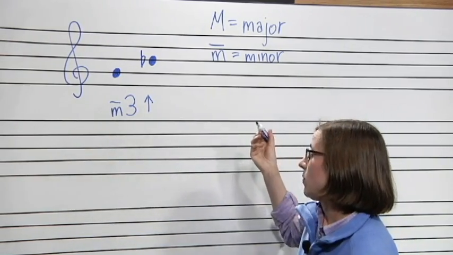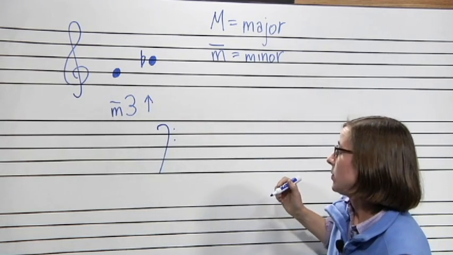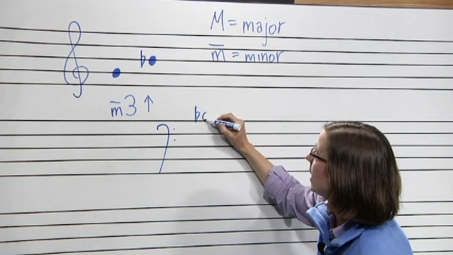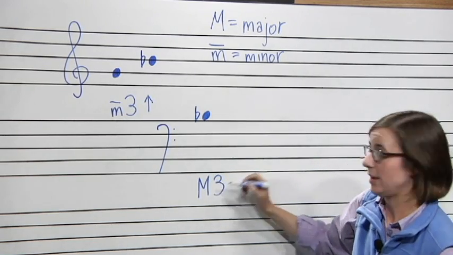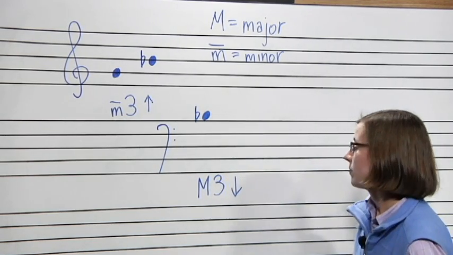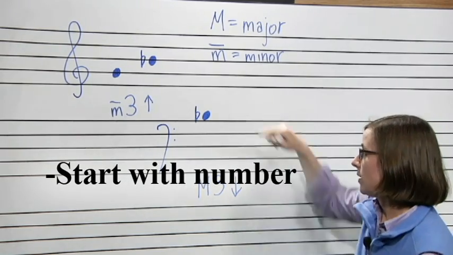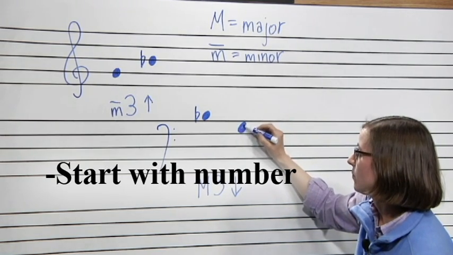And we'll just do one more of those. So let's say now that we'll do bass clef. Let's try a major third. I'm going to start here with a B flat, and I want to do a major third down. Okay, so first thing I do, start with the number. I know I have to count down 3, so 1, 2, 3. So it's going to be some kind of a G.